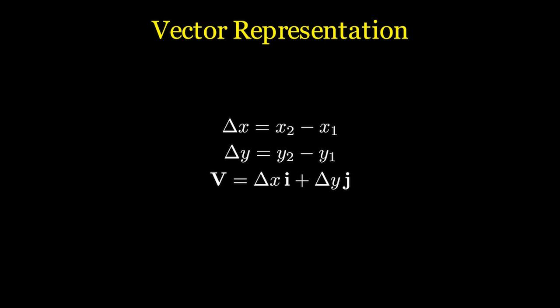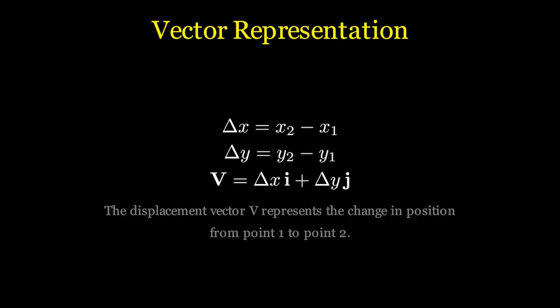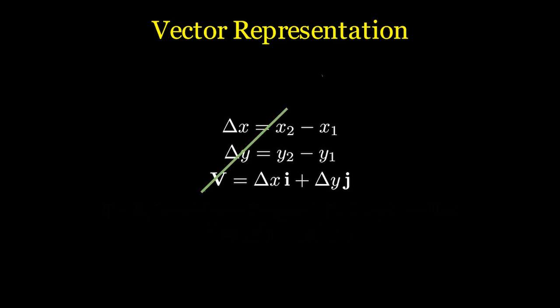To understand how the spring stretches or compresses, we need to calculate the displacement. We do this by finding the difference in the x and y coordinates of our 2 points. We call these differences delta x and delta y, where delta x is x2 minus x1 and delta y is y2 minus y1. The vector itself can be written as delta x times i hat plus delta y times j hat. We want to know the current length of the spring.